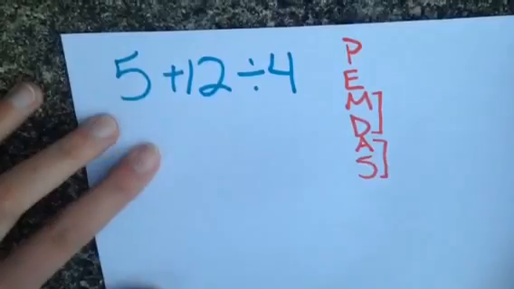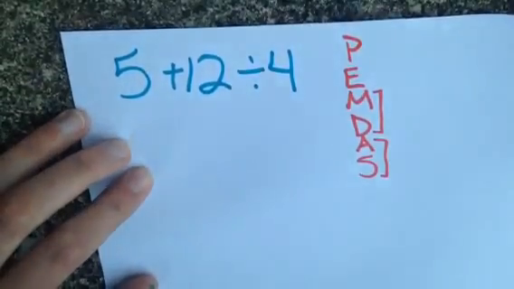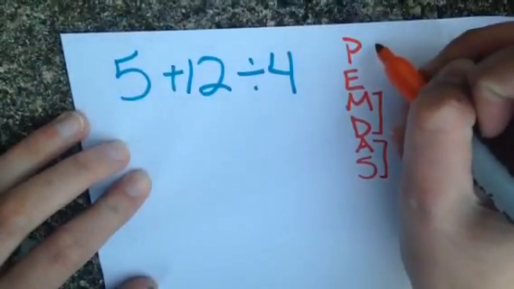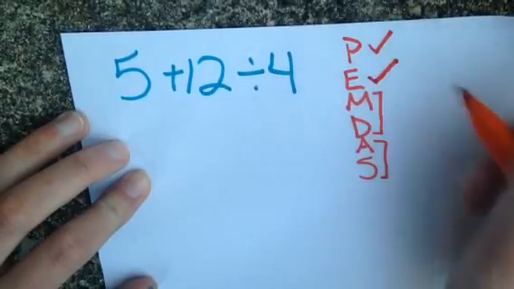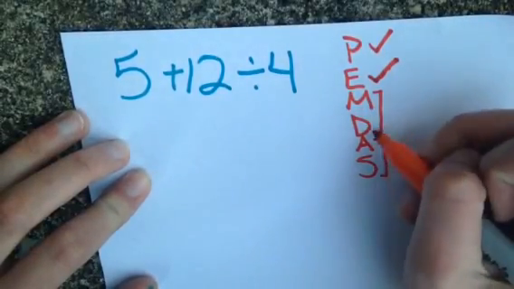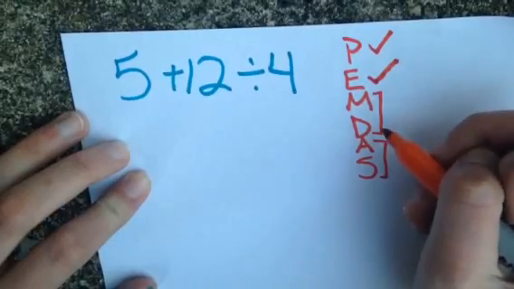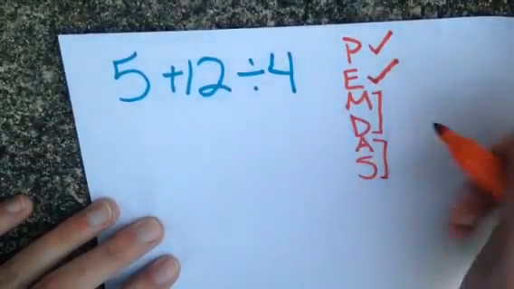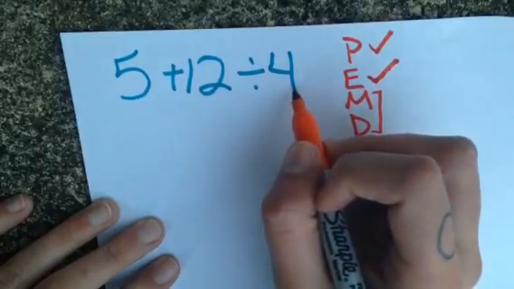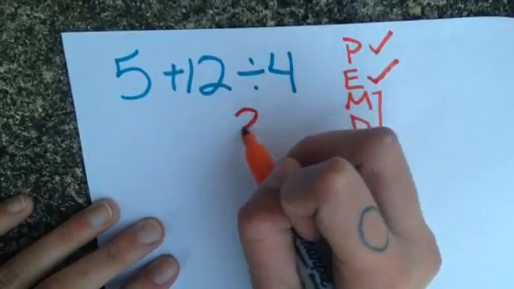Here we have a multi-step problem. First, we'll look for any parentheses. There are none. Next, we look for exponents. No exponents here. Now we look for multiplication and division and solve those in order from left to right. There isn't any multiplication, but we do have division. 12 divided by 4. That gives us 3.